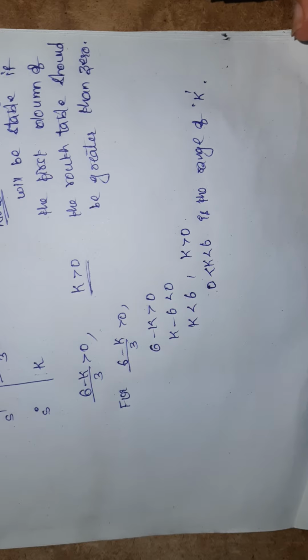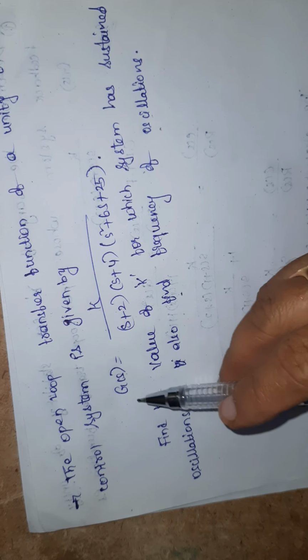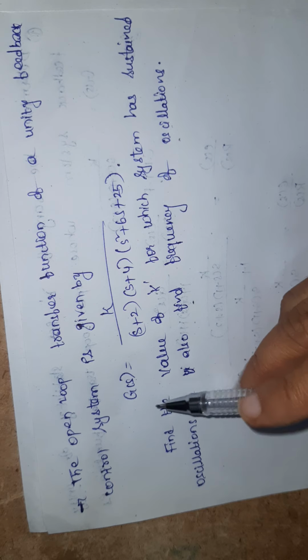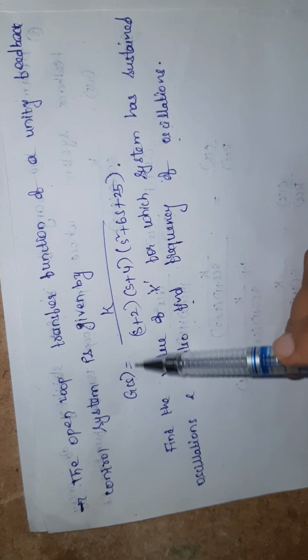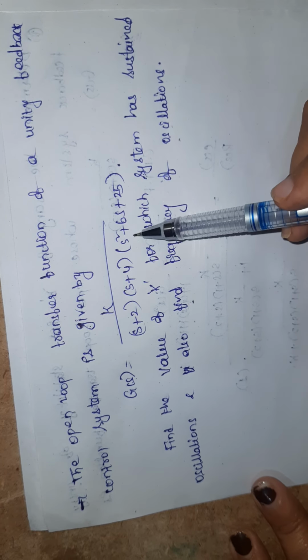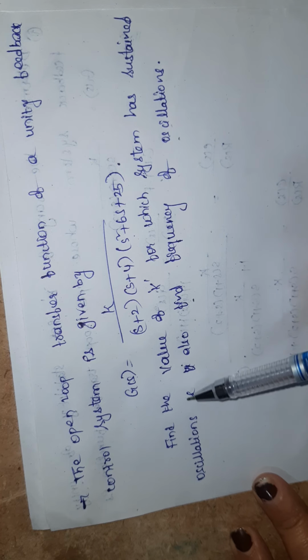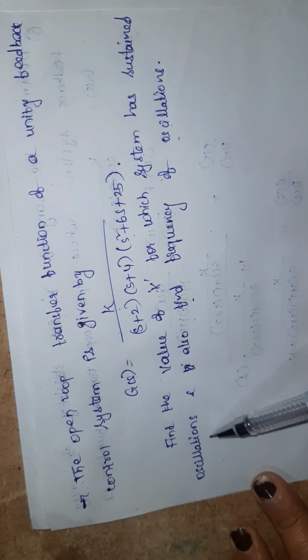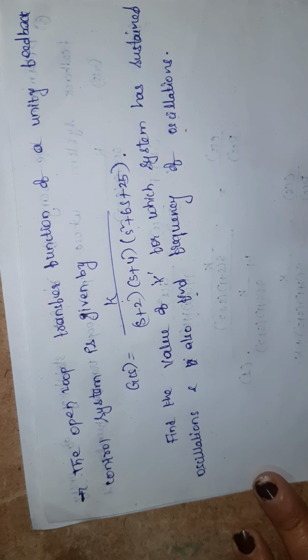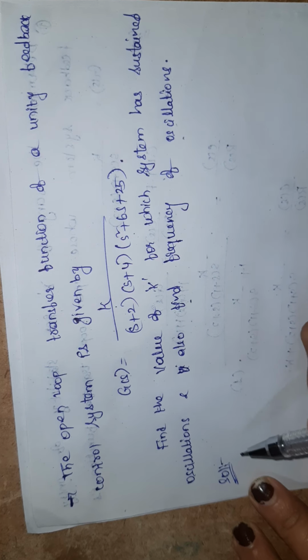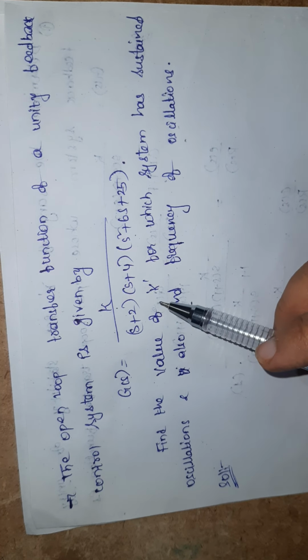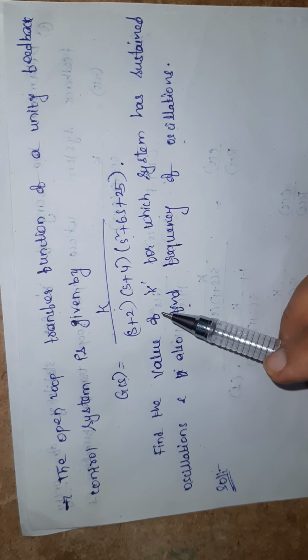And next, I want to do another problem, and this is one more problem on Routh-Hurwitz criterion. The open loop transfer function of a unity feedback control system is given by G(s) = K / ((s+2)(s+4)(s^2+6s+25)). Find the value of K for which the system has sustained oscillations, and also find the frequency of oscillations. Okay, it is the same as the earlier problem. We have to find the value of K. Along with that, we have to calculate the frequency value.